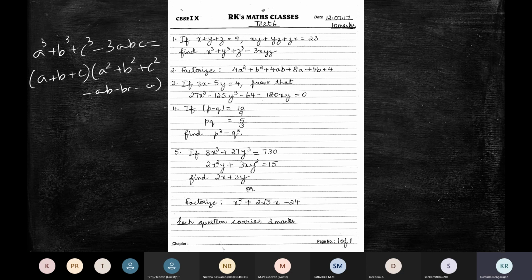What's the value of p cubed minus q cubed? Sangamitra. 5050 by 729. Correct. Perfect.